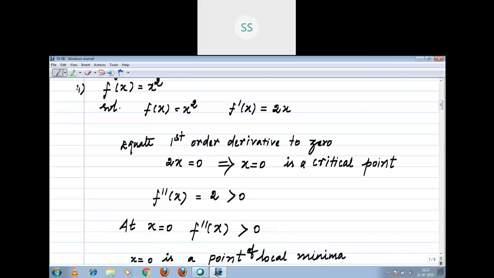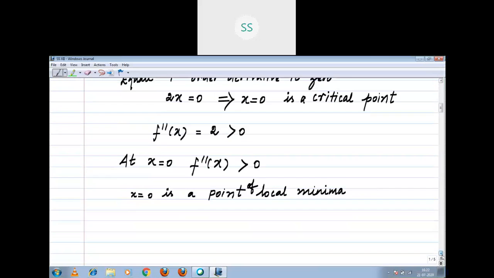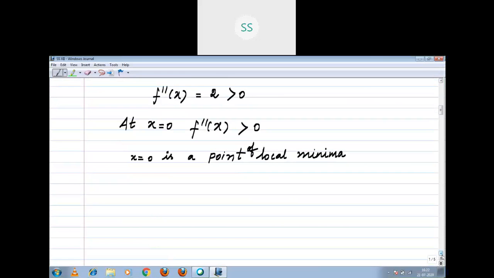Now we want to find local minimum value. They are asking, no? Local minimum value. How to find local minimum value? You have to substitute the x value in the given function, to find the local minimum value, because you arrived at local minimum, no? Local minimum value.